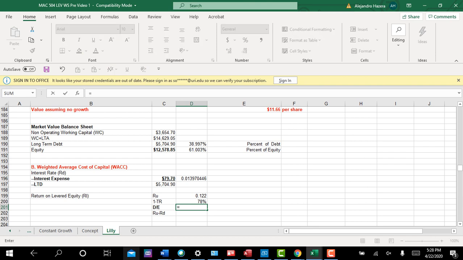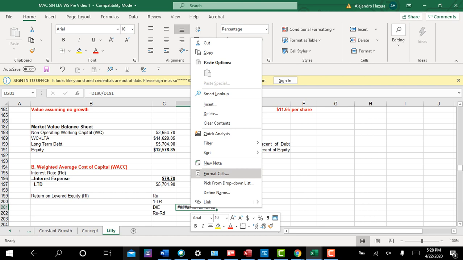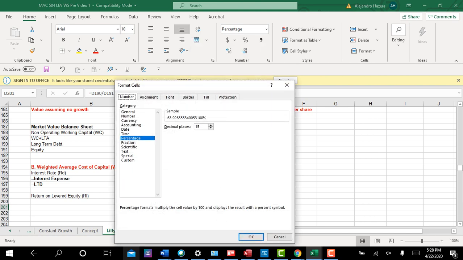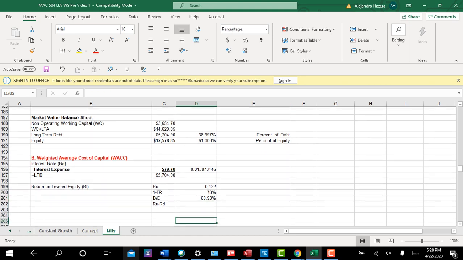Now the debt to equity ratio is very easy. All I'm going to do is take the percentage of debt that I calculated on my market value balance sheet in the previous video and divide it by equity right there. I'm getting a lot of decimal places here, 15 places, wow. So we've got about a 64% debt to equity ratio.